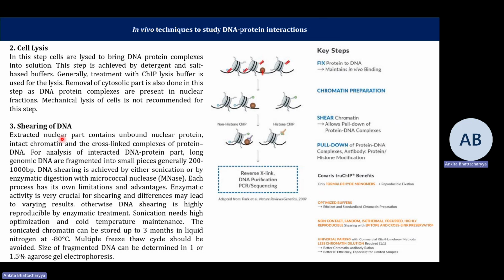However, each of these processes has its own limitations and advantages. Enzymatic activity can be very crucial for shearing, and differences might lead to very variable results. Otherwise, DNA shearing is highly reproducible by enzymatic treatment. Sonication needs high optimization and the maintenance of a cold temperature. The sonicated chromatin can be stored up to 3 months at -80, and multiple freeze-thaw cycles should be avoided. Size of the fragmented DNA can be determined in a 1 or 1.5% agarose gel electrophoresis protocol.